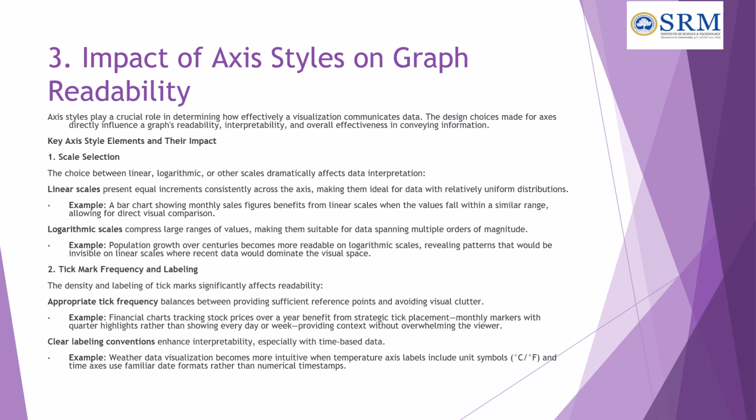Second, tick mark frequency and labeling matter a lot. Too many tick marks make a graph cluttered while too few reduce clarity. For example, financial charts often use monthly ticks with quarterly highlights to balance detail and readability. Clear, well-formatted labels like degree Celsius for temperature or familiar date formats help users quickly grasp the meaning of the data. In short, well-designed axes make graphs clearer, more intuitive, and more effective.